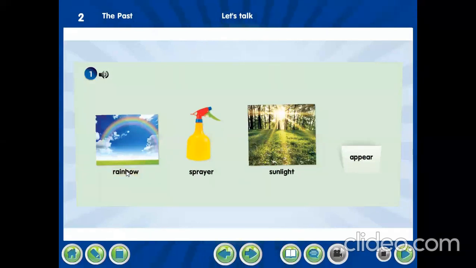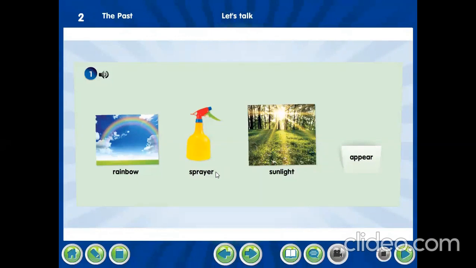Rainbow. Do you know what a rainbow is? Rainbow. Sprayer. Sunlight. Appear.